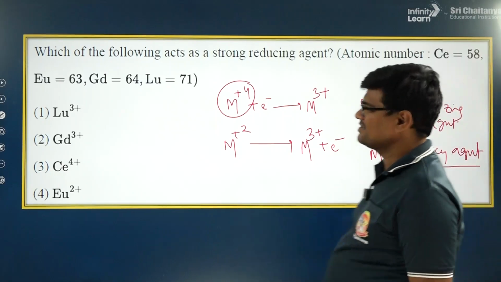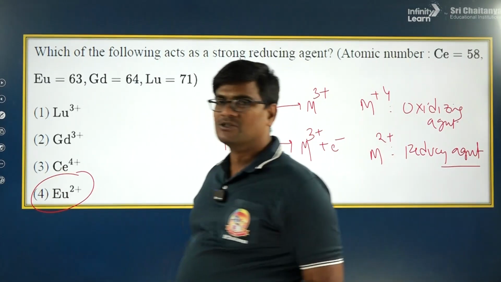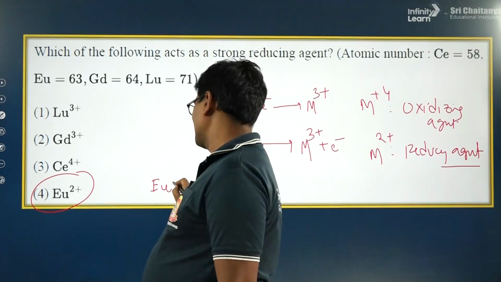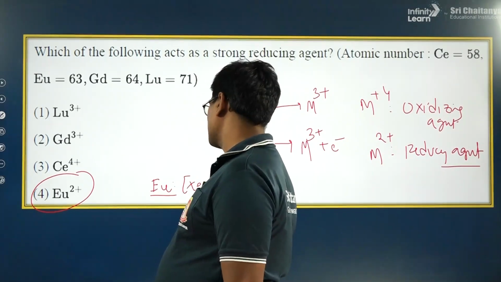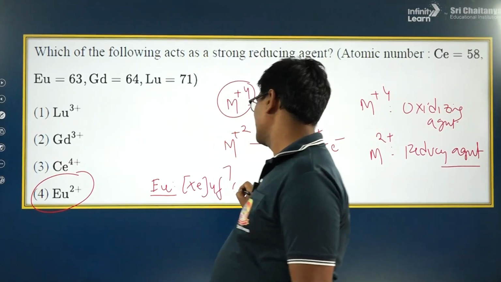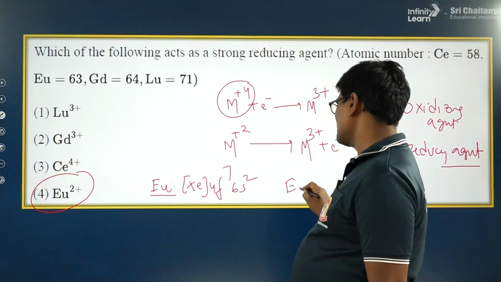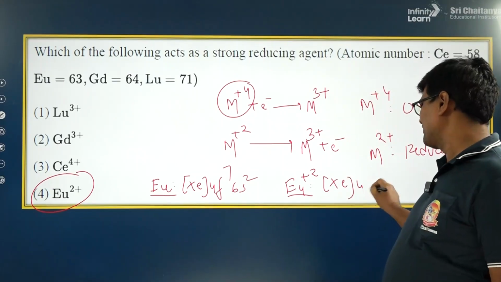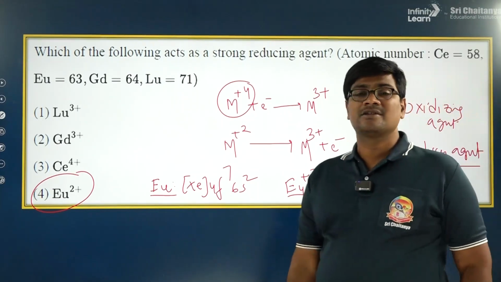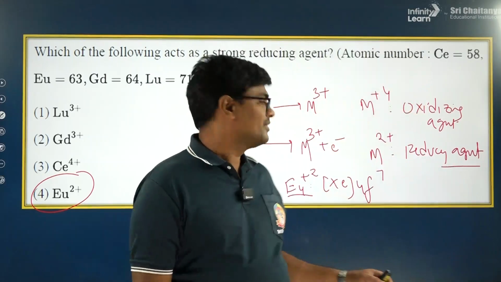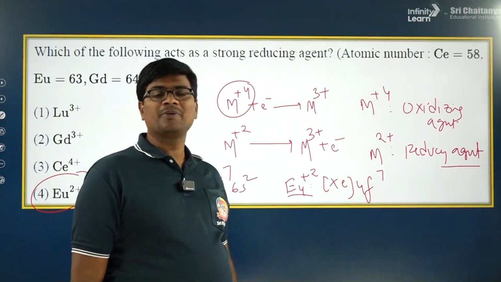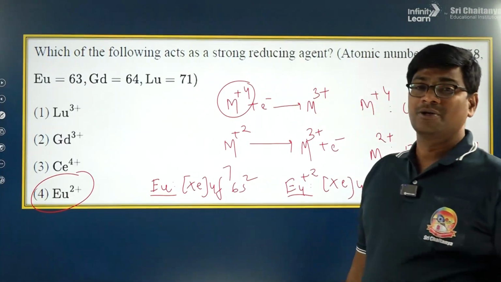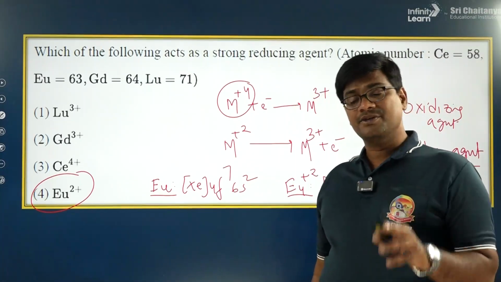So, what is the right answer here? What has a +2 state? Europium. Does europium exist as +2? Yes. What is the europium electronic configuration actually? Its electronic configuration is xenon 4f7 6s2. It shows a +2 state, xenon 4f7. However, the +2 state is unstable for lanthanides. So, one more electron will be lost and then europium 2+ is converted into europium 3+. Therefore, europium 2+ acts as the reducing agent.